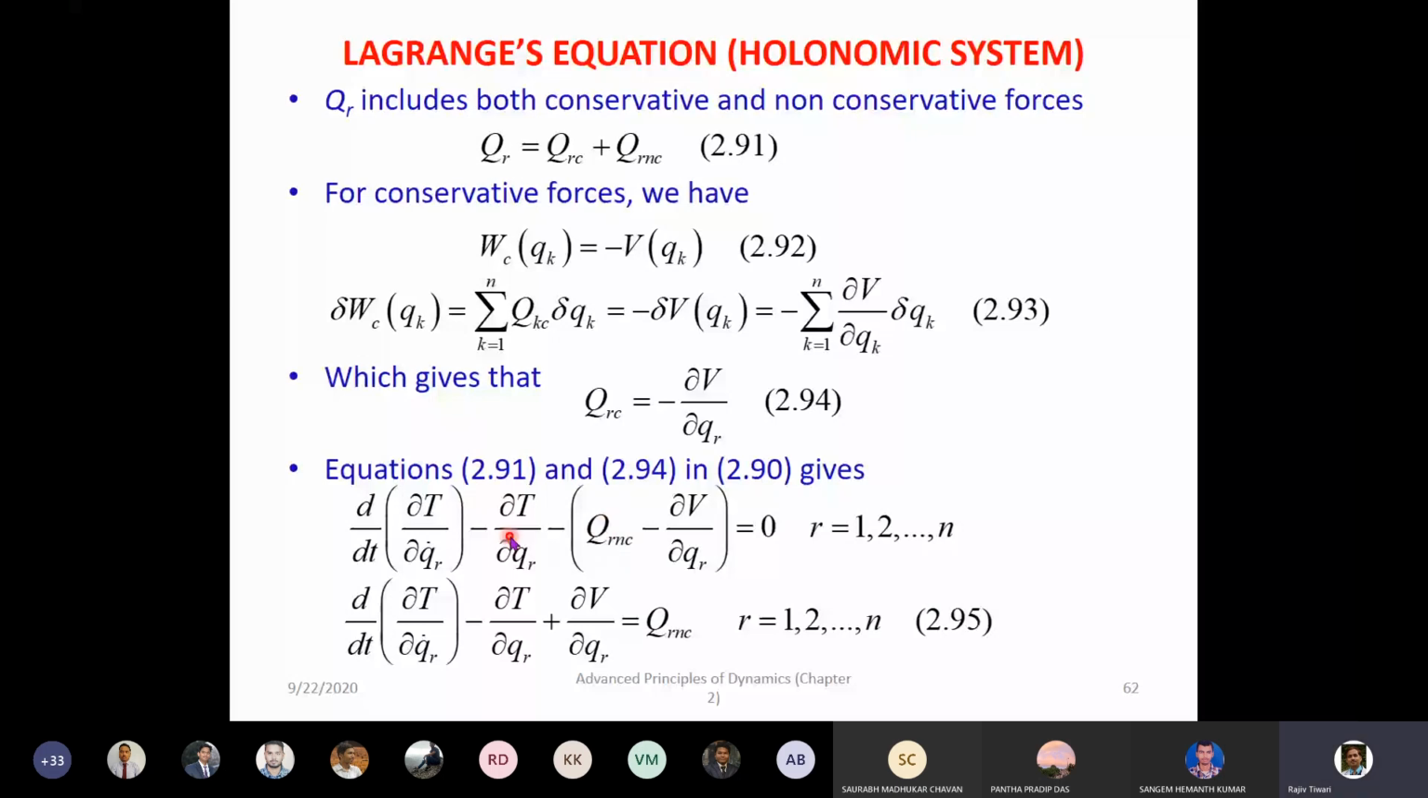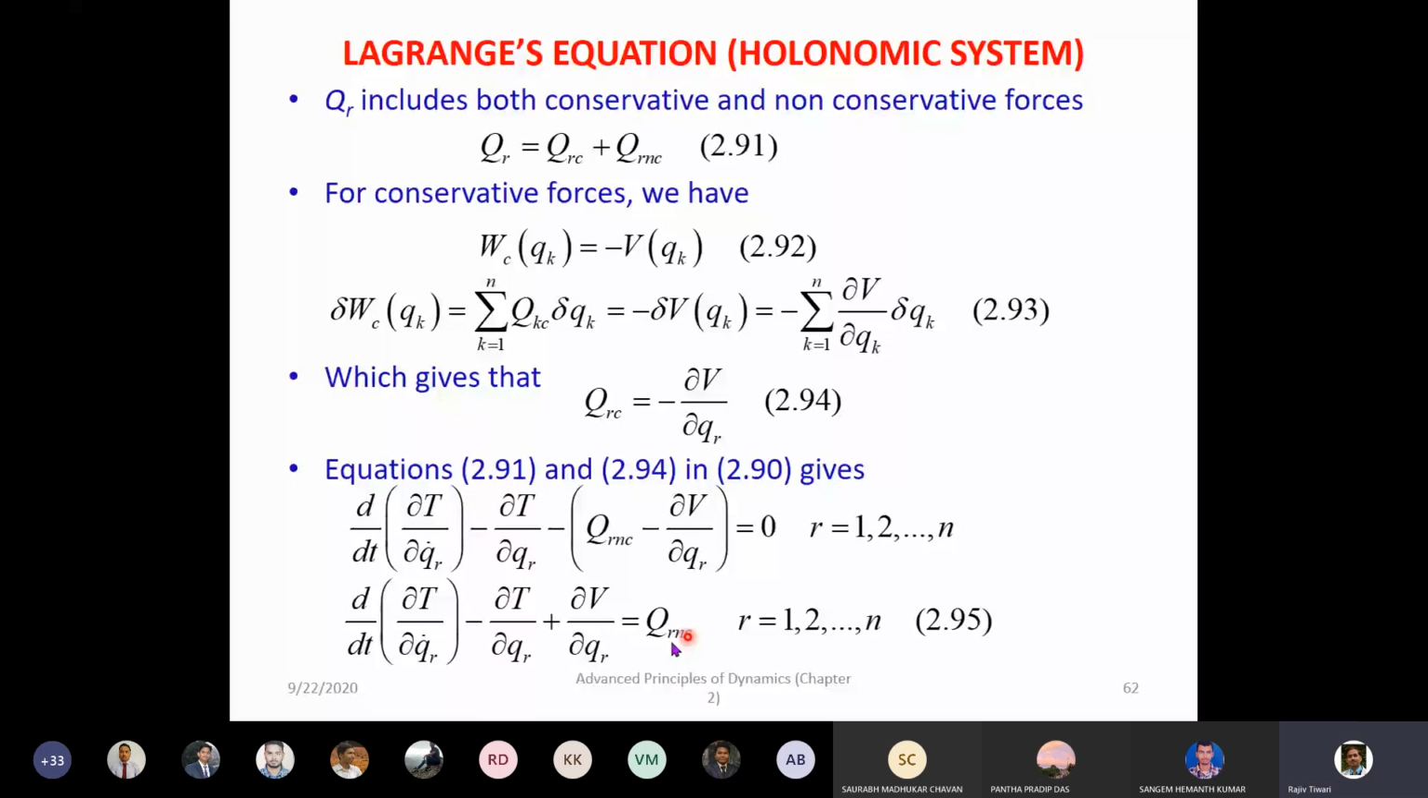Now this can be rearranged. We can bring the Q terms to the right side, because generally the external force is kept on the right side in the equation of motion. The potential energy derivative with respect to q_r is here. So this is another form of Lagrange's equation, which is valid for a non-conservative system. But if we have a conservative system, then the right-hand side term, the non-conservative force, will be 0.